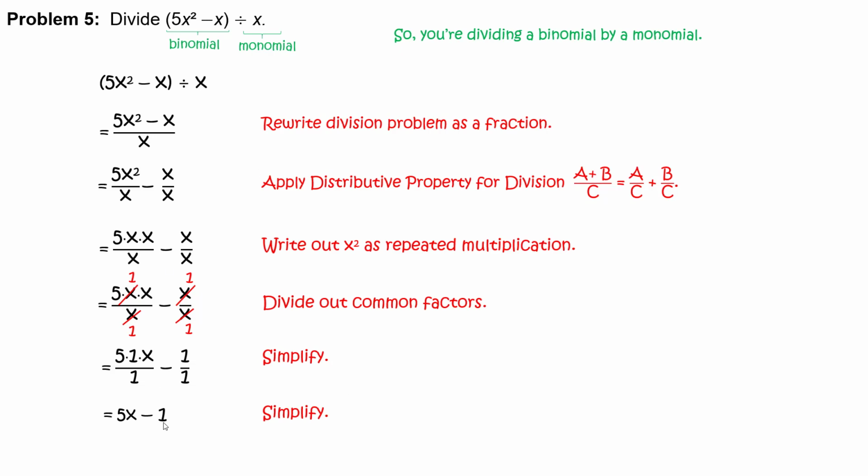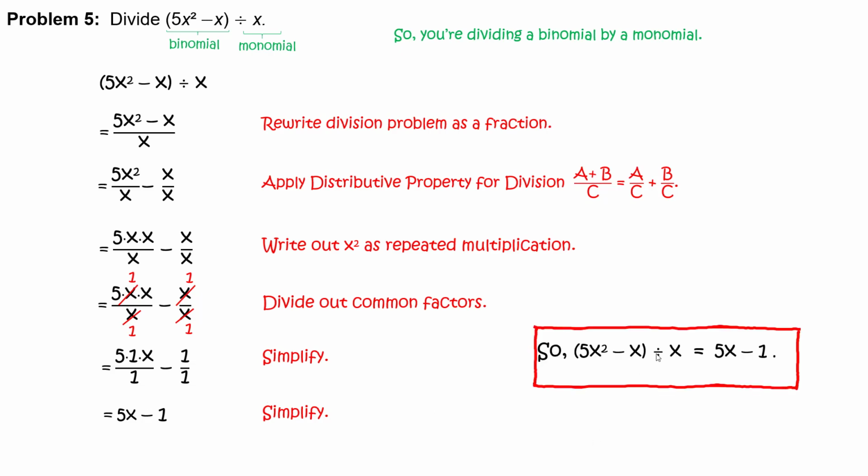x divided by x is 1, not 0. That's a common mistake. And again, not just in high school. We're kind of entering more complicated algebra, so it's a common mistake with college students too. x divided by x is not 0, it's 1, okay? Because you're dividing a number by itself. You're not subtracting a number from itself. So 5x minus 1. You must resist the temptation to keep on simplifying this. This is it. 5x minus 1. You divided a binomial by a monomial, and the result is a binomial. So 5x squared minus x divided by x equals 5x minus 1. That's it.